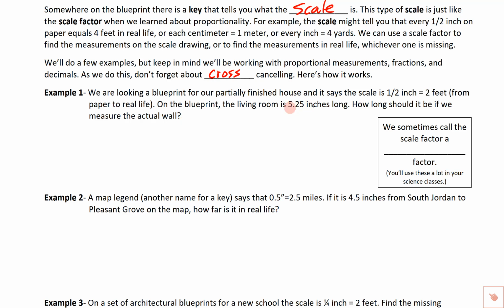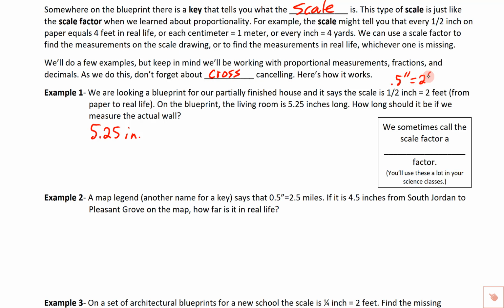So here's what we've got. We've got 5.25 inches, and I'm going to write IN as an abbreviation for that. What we want to do is figure out how many feet long this is going to be in real life. And the key is right here. It's this scale factor. So remember, this is a real life problem. It's a story problem. So we can say, let's do 0.5 inches equals 2 feet. And we can write it like that.